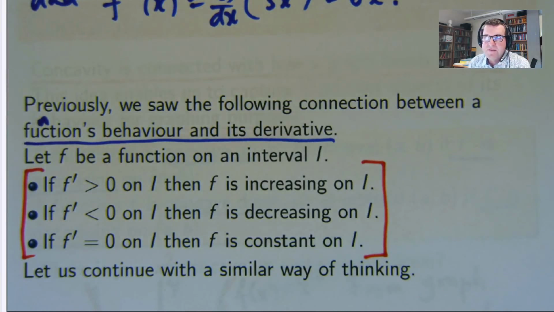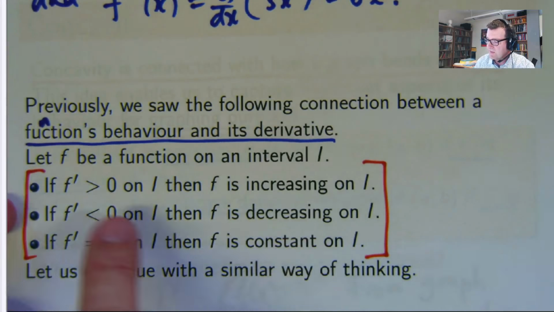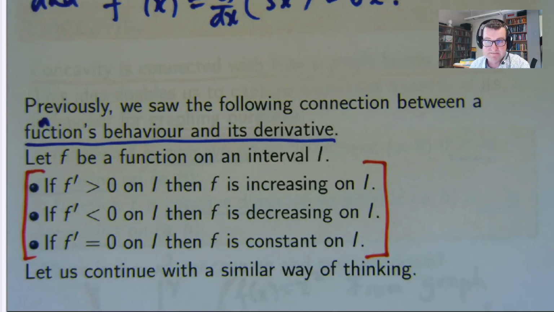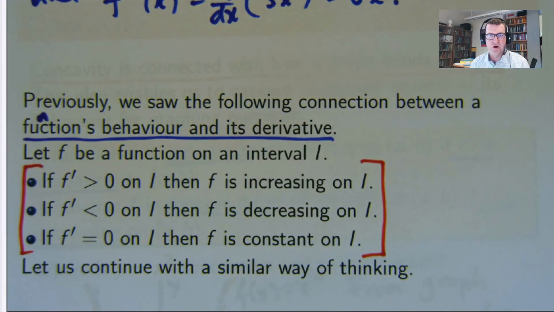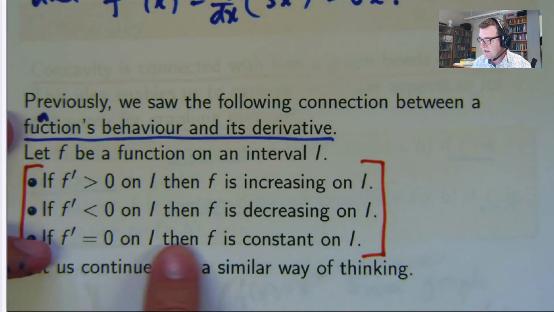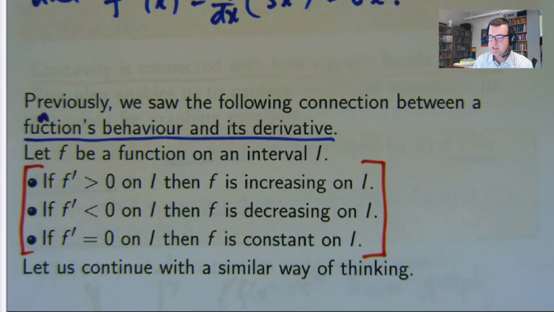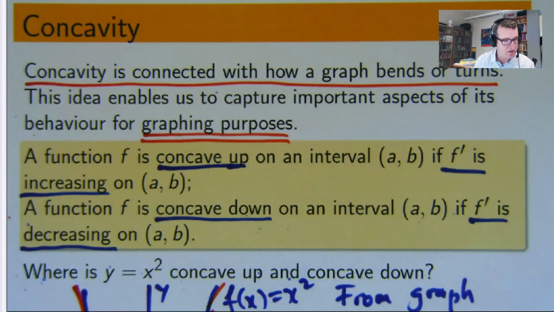In one of the very early videos I did on this section, there was a link between the function's behavior and its derivative. So if you have a function on some interval I and the derivative is positive on that interval, then f is increasing from left to right. If the derivative is negative on that interval, then f is decreasing on that interval from left to right. And if the derivative is 0, then f is neither increasing nor decreasing. It's got to be constant, horizontal.